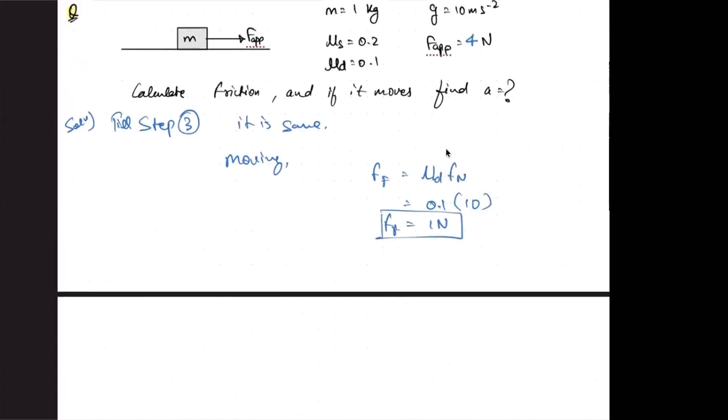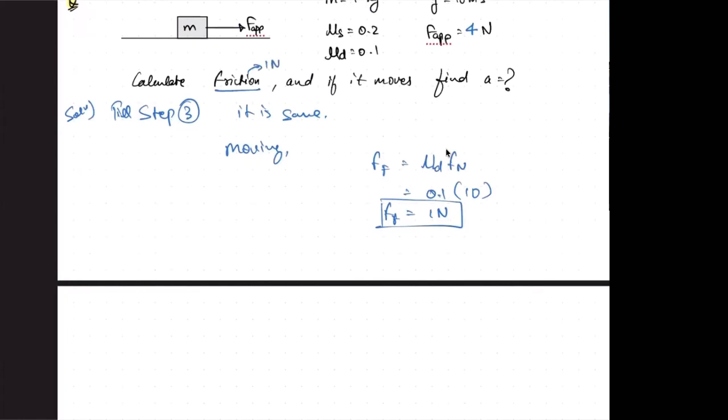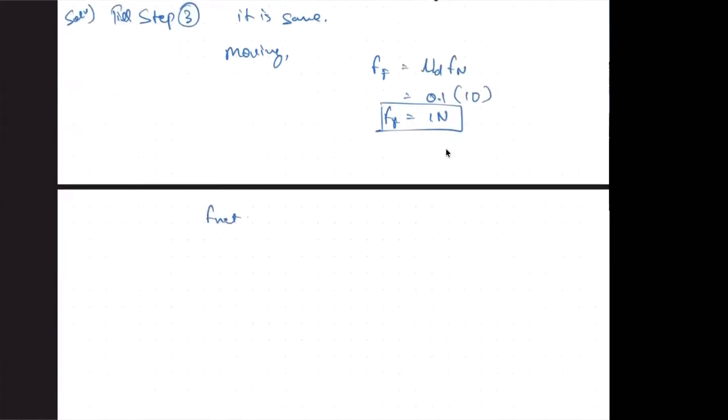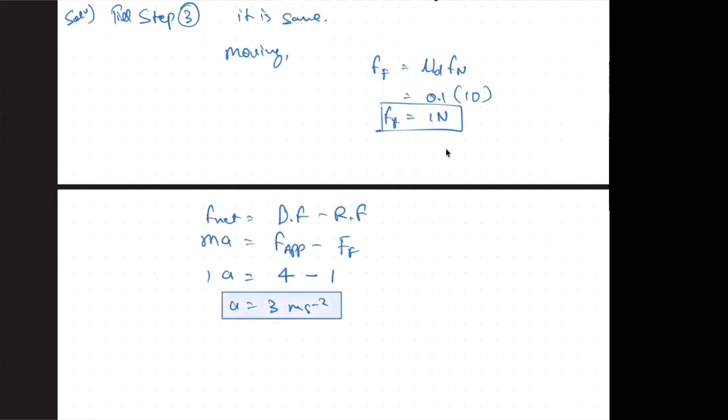Now I know that it is moving. So moving means I have to find out acceleration. So for acceleration, I use F net equals driving force minus resistive force. Driving force is F applied, resistive force is F friction. F net is mass into acceleration. Mass is 1, acceleration I have to find out. F applied is 4 Newton, friction is 1. So that is 3 meter per second square. Simple. So these are my two answers. Is it clear now?